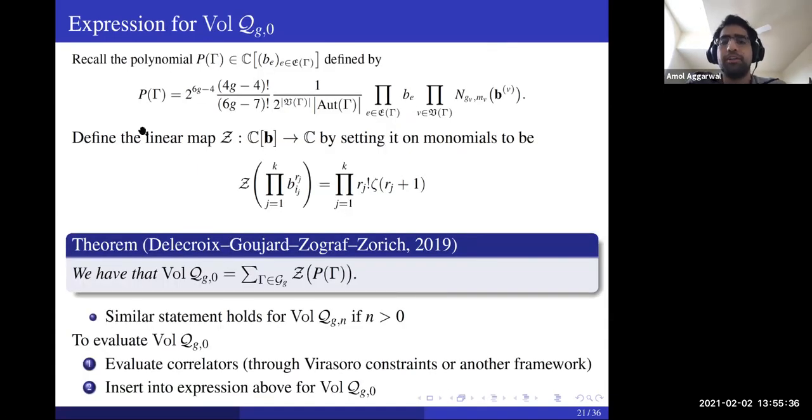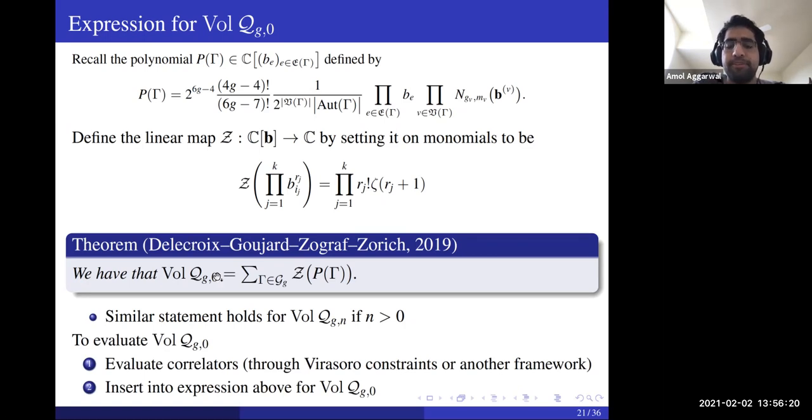I've recalled it over here. And I'll define a linear map on the set of all polynomials in these B variables, that takes a monomial, the product of B_j to the R_j, and sets it equal to the product of R_j factorial times the zeta function at R_j plus one. Okay, so this is just a definition. And the statement is that the volume of this moduli space of quadratic differentials is equal to the sum over all stable graphs of genus G of this Z applied to this polynomial P. So this is giving me an explicit formula for this volume.